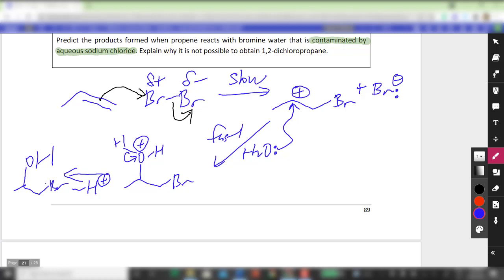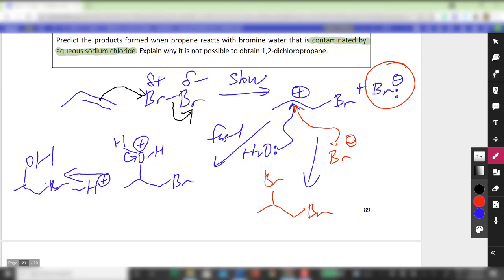Okay, and then the next potential products I will be able to get involve the bromide nucleophile, is what we have over here. So attacking this particular carbon, I'm going to get 1,2-dibromopropane.